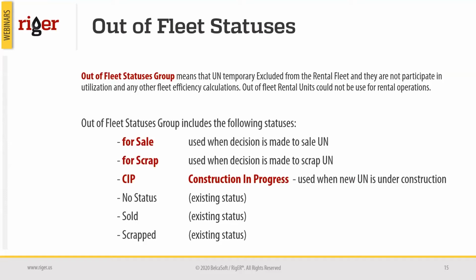Adding to that, we still have three different statuses which are not included in the rental fleet. No status means we just built a record about the rental unit, but there are no documents or triggers which will assign a status to it. Sold is the status we have when we sell the unit and post the sales shipment document. And scrapped is the status the unit is converted to when we post the item disposal document.